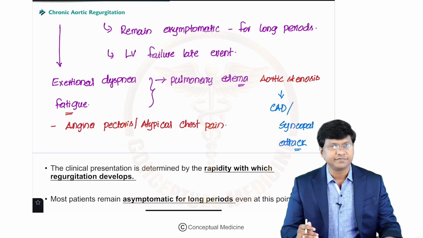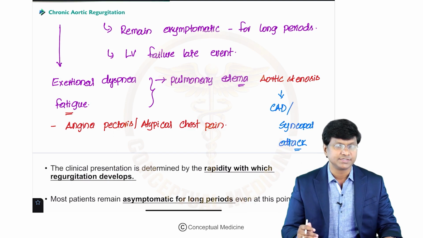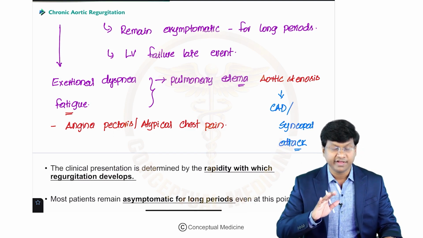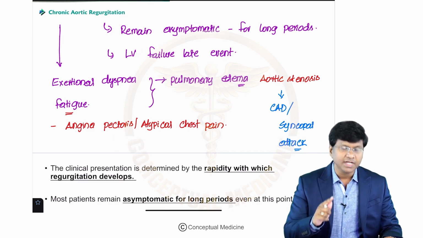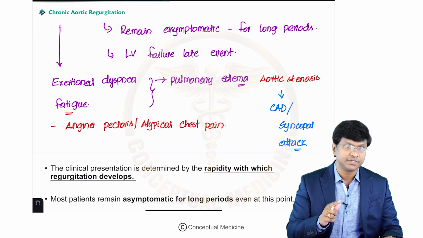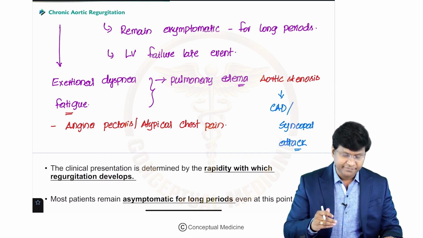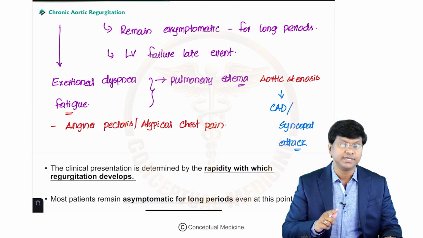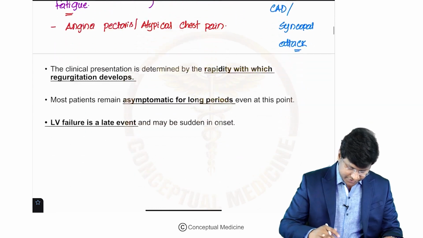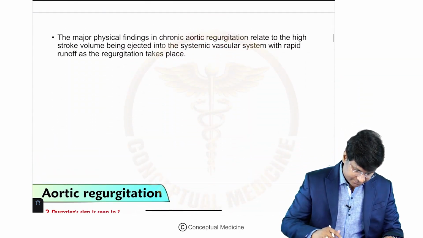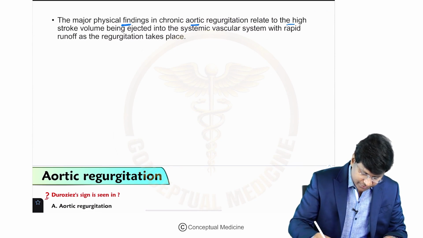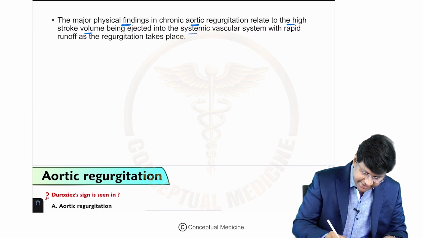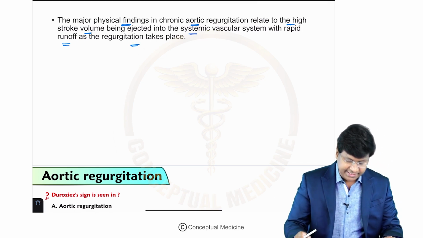What will be the examination findings in patients with aortic regurgitation? We will discuss. You have many peripheral signs in patients with chronic aortic regurgitation. Let me tell you, the peripheral signs are not present in acute aortic regurgitation. The peripheral signs which I am about to discuss are present only in chronic aortic regurgitation. The major physical findings in chronic aortic regurgitation relate to the high stroke volume being ejected into the systemic vascular system with rapid runoff as the regurgitation takes place.